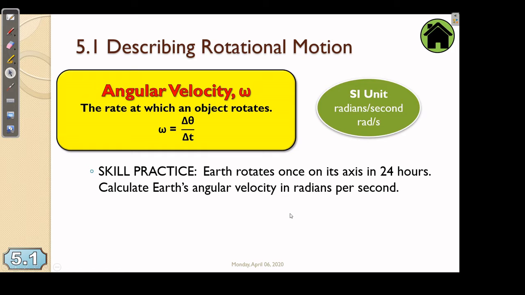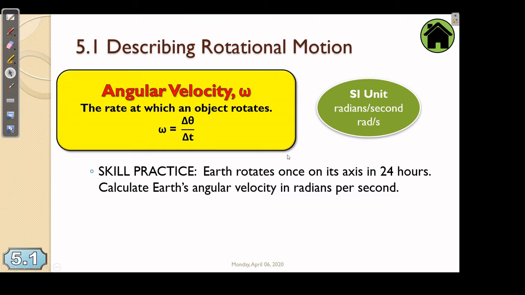Next, we need to talk about how quickly something rotates. The term for that is angular velocity, and it is represented by the Greek letter omega, which somewhat resembles a lowercase w, except with rounded bottoms. Just as linear velocity is displacement divided by time, angular velocity is angular displacement divided by time, so delta theta over delta t. And we measure linear velocity in meters per second, so angular velocity is measured in radians per second.